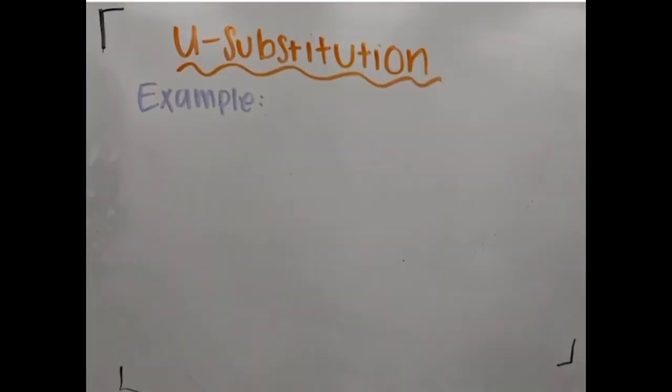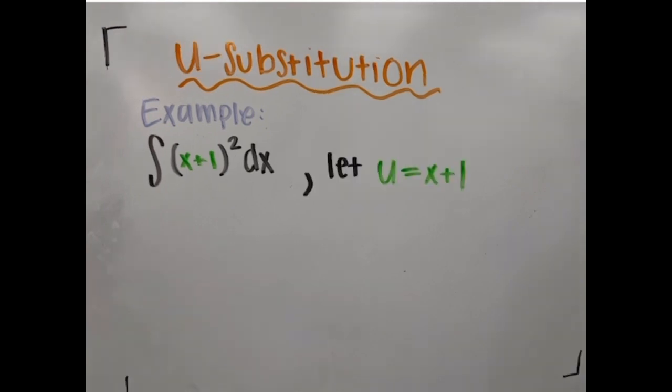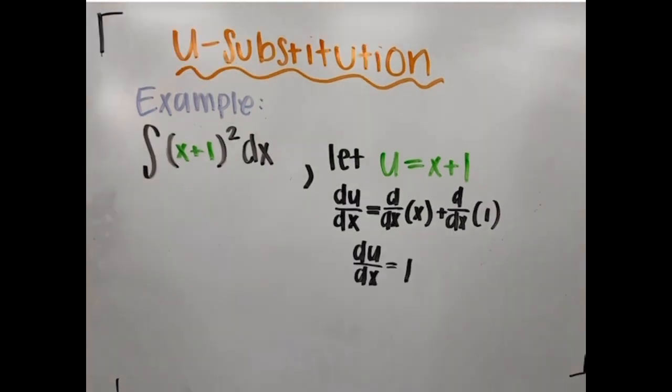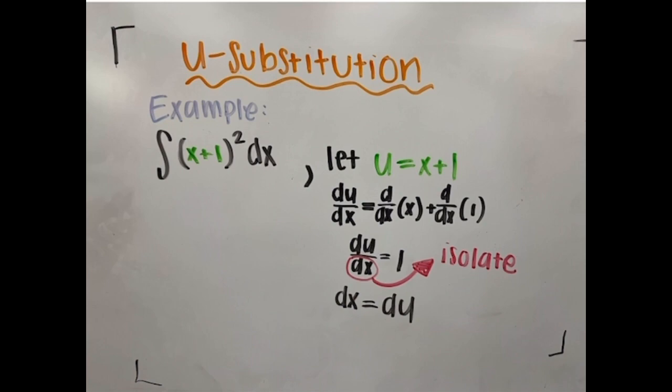Here's an example of U-substitution. We need to find the antiderivative of x plus 1 squared. In this case, the inner function is x plus 1, while the outer function is u squared, so let u equal x plus 1. In order to solve for dx, we need to first find the derivative of x plus 1. So, find the derivative of x and add it to the derivative of 1. This gives us du/dx equals 1. Then we isolate the dx, which gives us dx equals du.